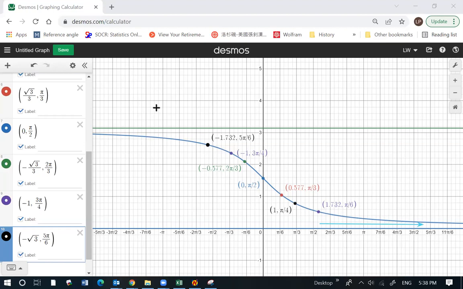As the ratio approaches negative infinity, arc cotangent is approaching pi from smaller than pi. And we saw that right here.